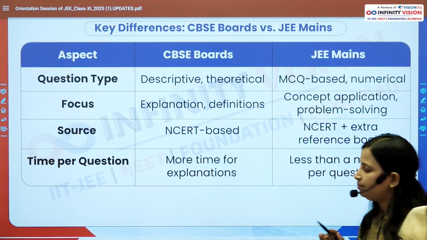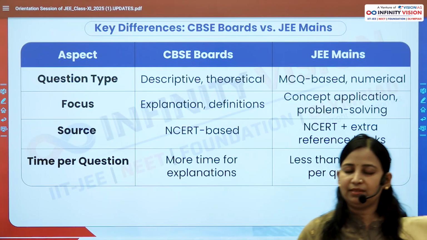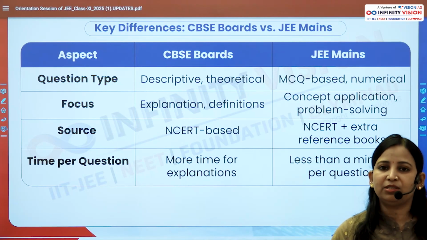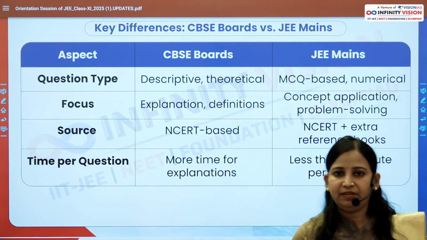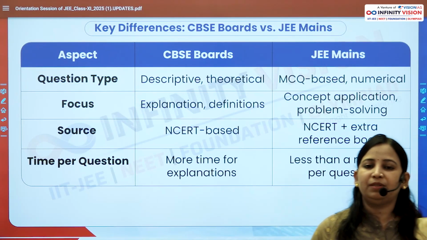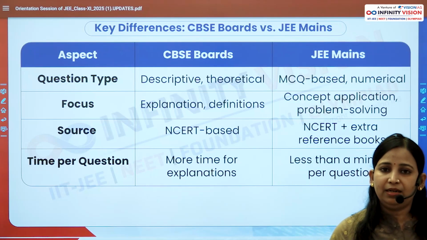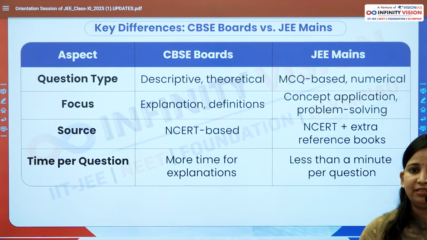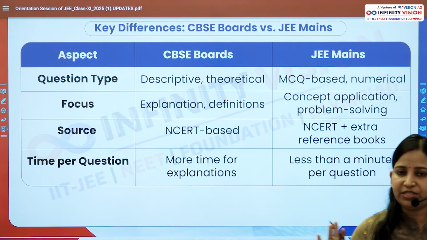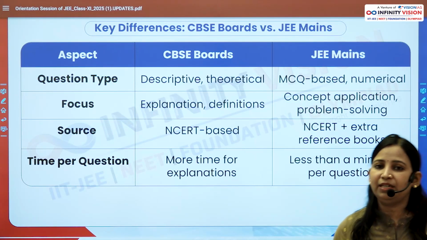We know that MCQ based JEE Mains exam is a competitive exam. Okay, the questions are also very tricky. They involve multiple concepts also. So you have to do all the questions in a very time based manner. Okay, because the time is very less for these questions, as per their difficulty level.